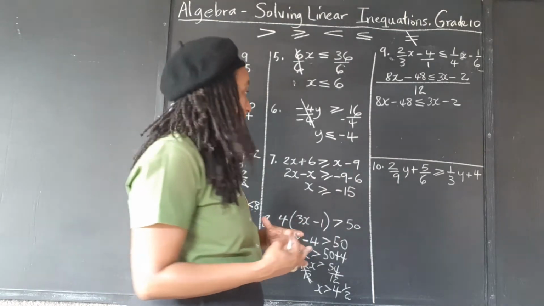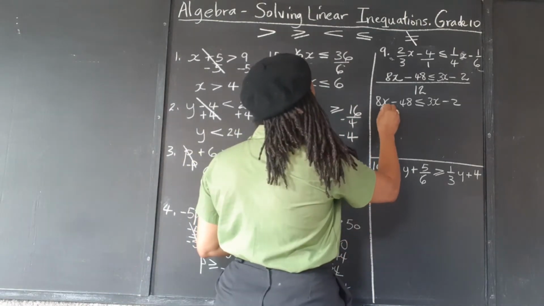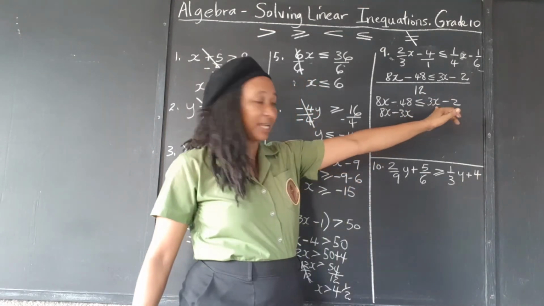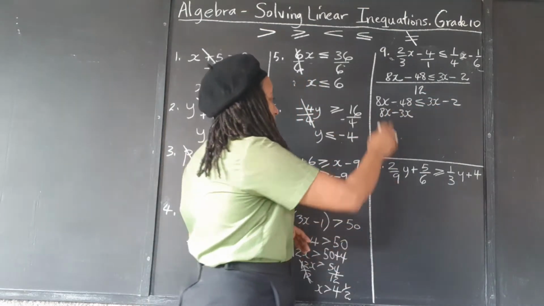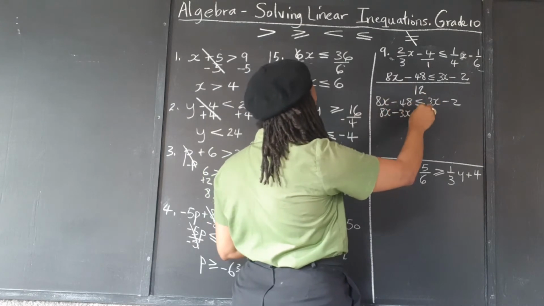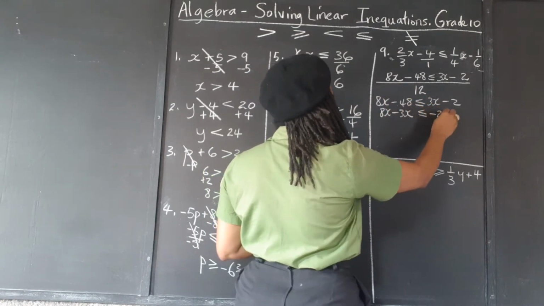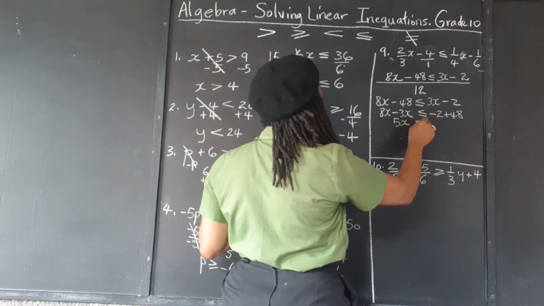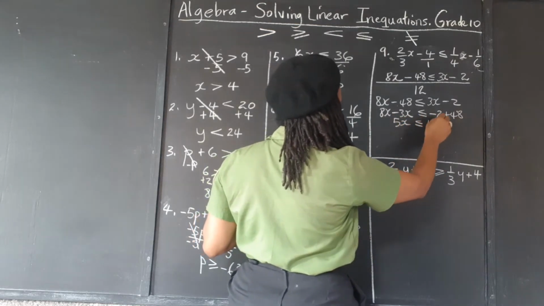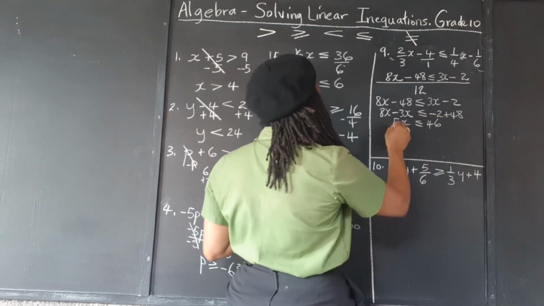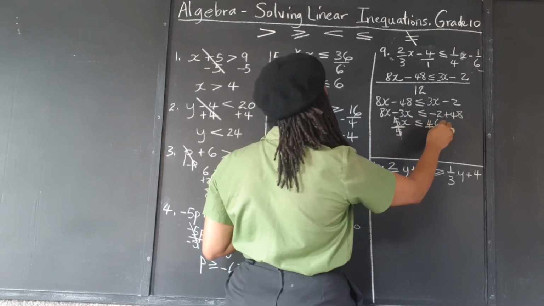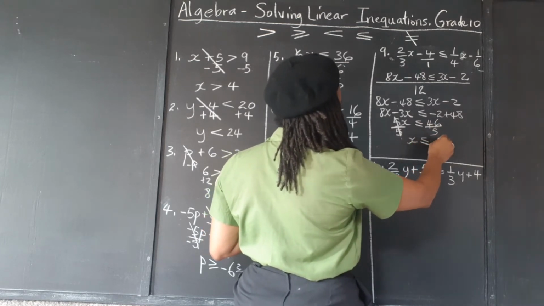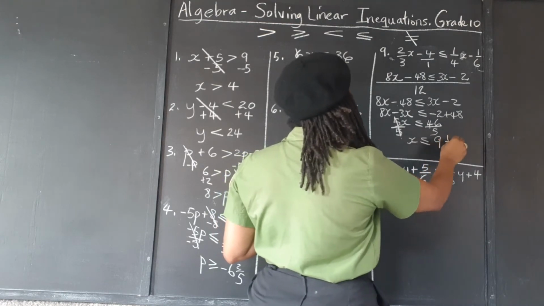That's how we're grouping them, right? So we're going to have 8x minus 3x, because when we take 3x from here, that's gone. When we add 48 to both sides, this is gone, and we'll have negative 2 plus 48. So this gives 5x, and this gives 46. So now we're going to divide both sides by 5. So x is greater than or equal to 5 into 46, 9 times, remainder 1 over 5.